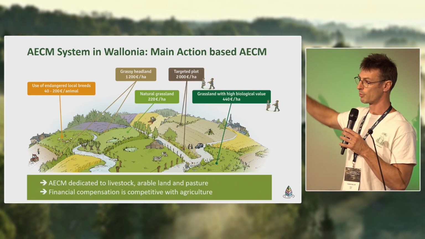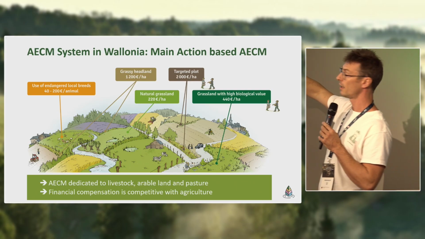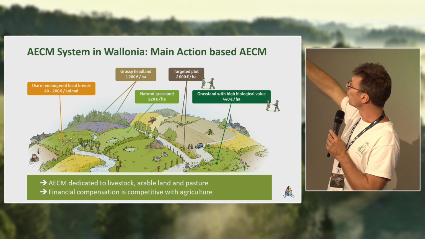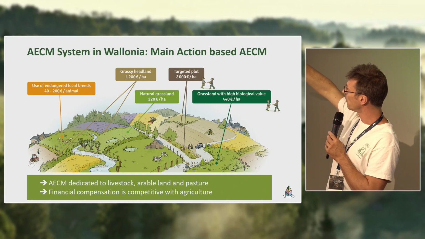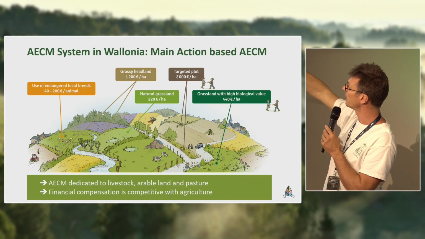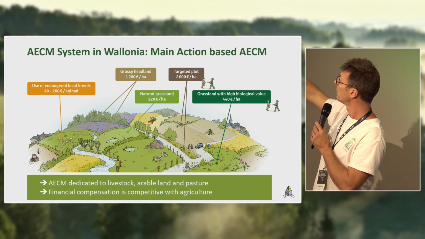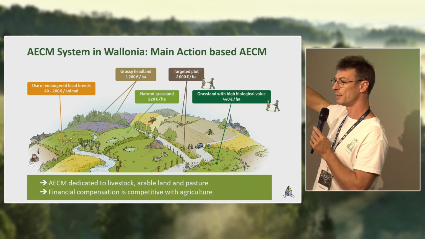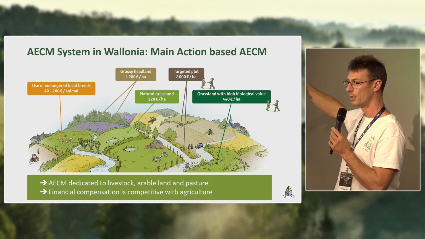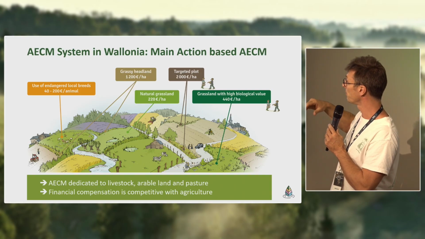So here I have a broad overview of the different schemes we can have. We have some schemes that foster the use of endangered species. We have a scheme for arable land. So the grassy headland is basically a strip of grass that we put within the big fields. Targeted plots are specific protocols dedicated to specific species. So it can be for hamster, for example, for pollinators or erosion.